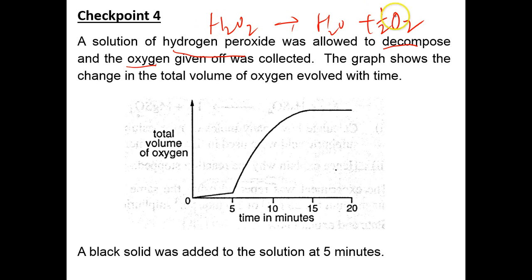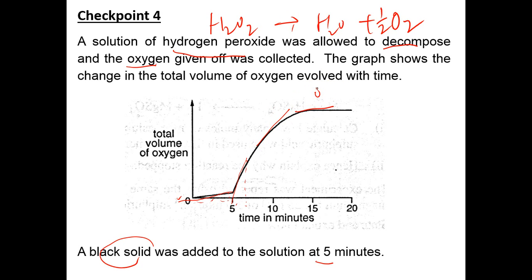So we can collect the O2 gas that is evolved against time, and we will be able to determine the rate of the reaction. You notice that at the beginning, this is really, really slow. The gradient is really low until about 5 minutes, when a black solid was added and the rate shot up. The gradient increased tremendously. So this gradient here is almost flat, this gradient is all the way up, and eventually it becomes 0 here.